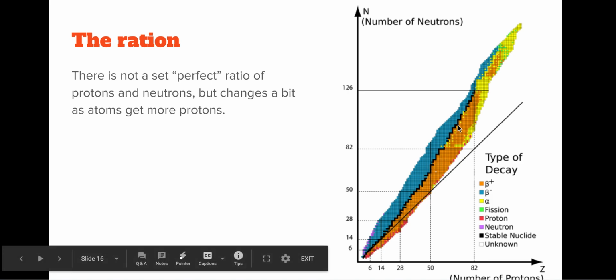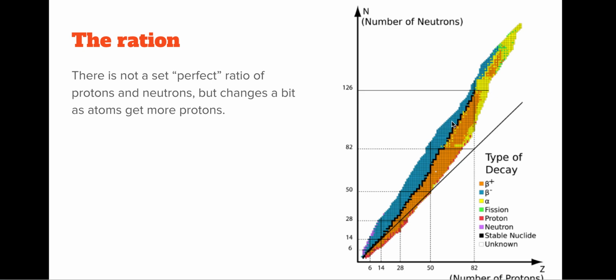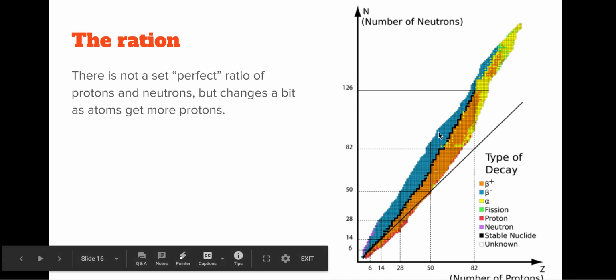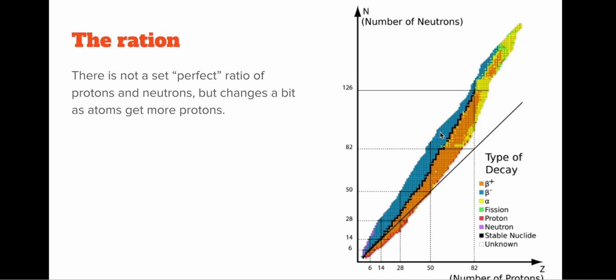There's a ton of stable atoms. 99% of all atoms would fall on this black line. But if you're an isotope that happens to have too many neutrons for that number of protons, you will go through beta minus decay. You've got too many neutrons for the number of protons. Beta minus turns neutrons into protons. Beta plus works the other way, and that goal is to get it back to that black line.